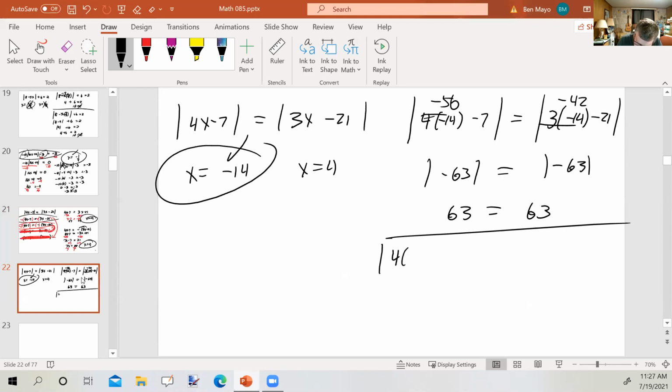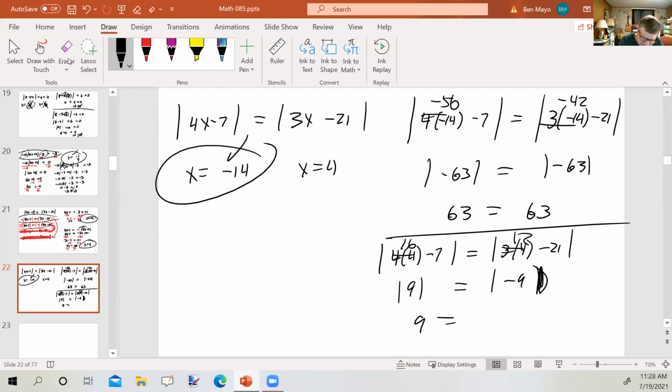The absolute value of 4 times 4 minus 7 equals the absolute value of 3 times 4 minus 21. 4 times 4 is 16. 16 minus 7 is 9. Absolute value of 9 is 9. 3 times 4 is 12. 12 minus 21 is negative 9. The absolute value of negative 9 is 9. It checks. Okay, so let's review.